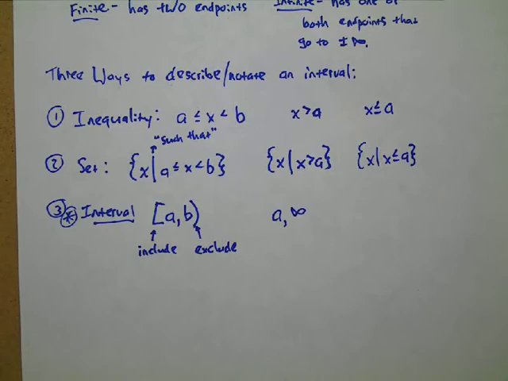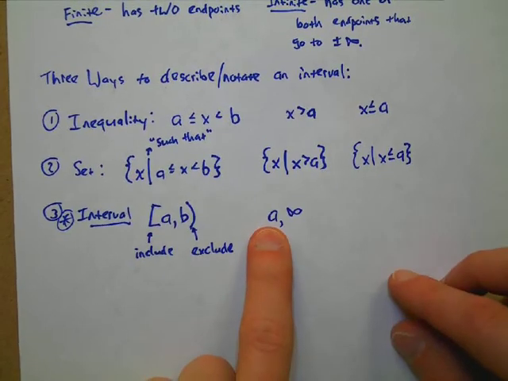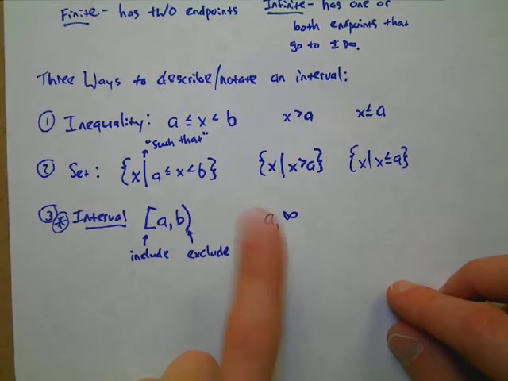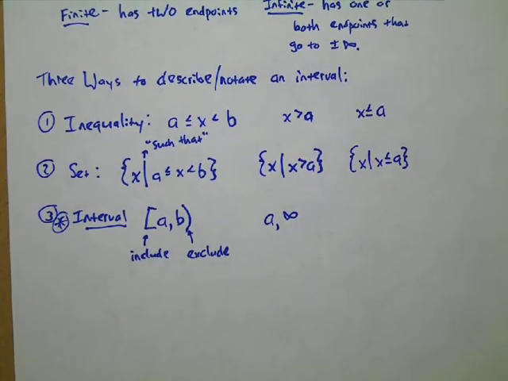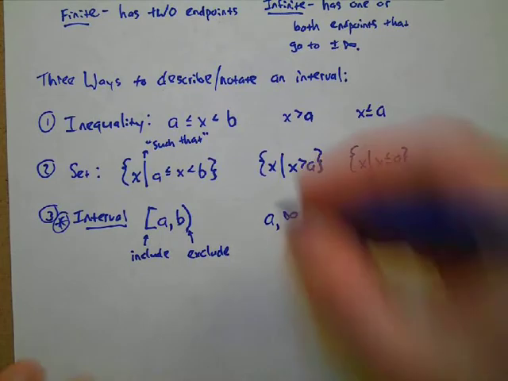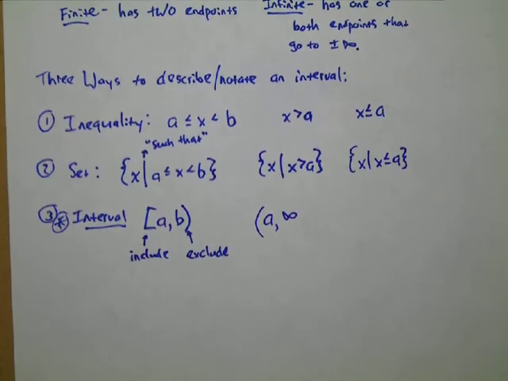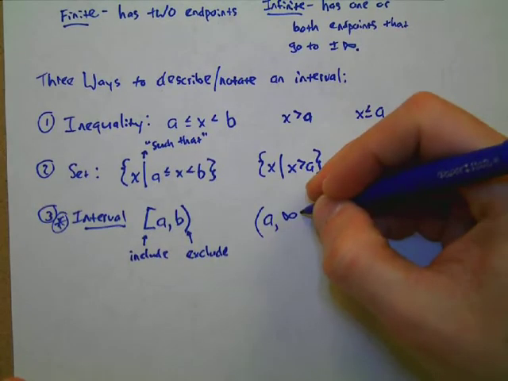Should we include or exclude the a here? Exclude. Do we have an equal to here? No. So we don't want to include the a, so exclude it. And then what about infinity? Can you ever get to infinity? No. It just keeps going. Infinity is like a number, but it's a unique number you can never actually get to. So we will always, always, always put a parenthesis there with infinity.